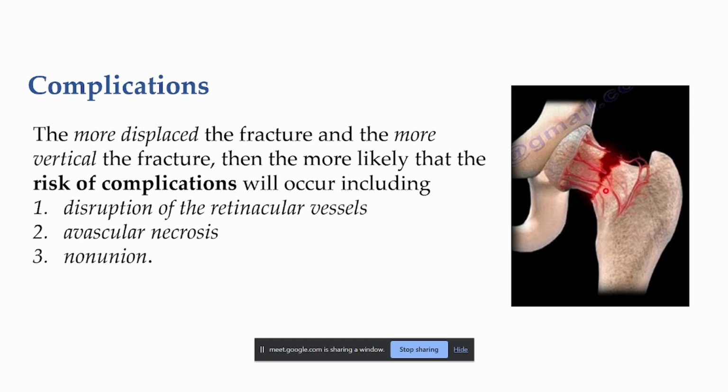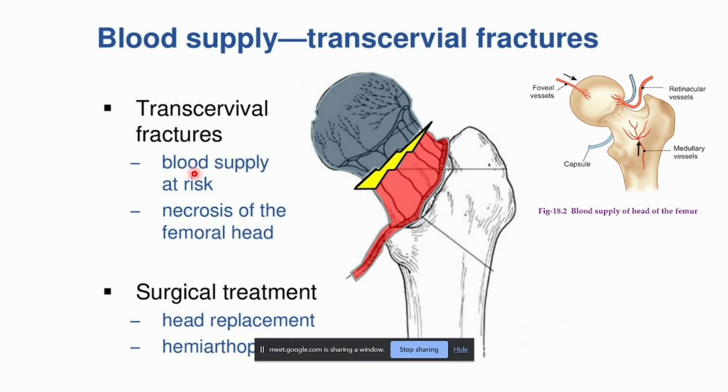The retinacular vessels are the vessels which run along the neck of femur, and their disruption will lead to avascular necrosis and further non-union of the fracture. The more displaced the fracture is, and the more vertical the fracture is, the more likely the complications will occur. So now we are discussing the blood supply, which gets disturbed or ruptured in transcervical fractures.